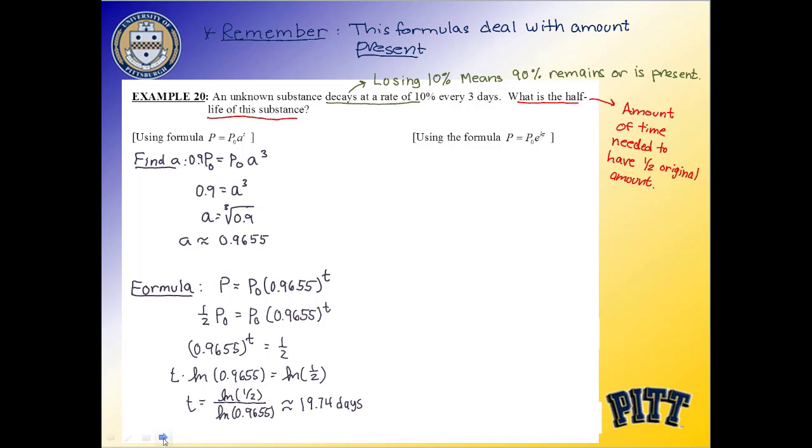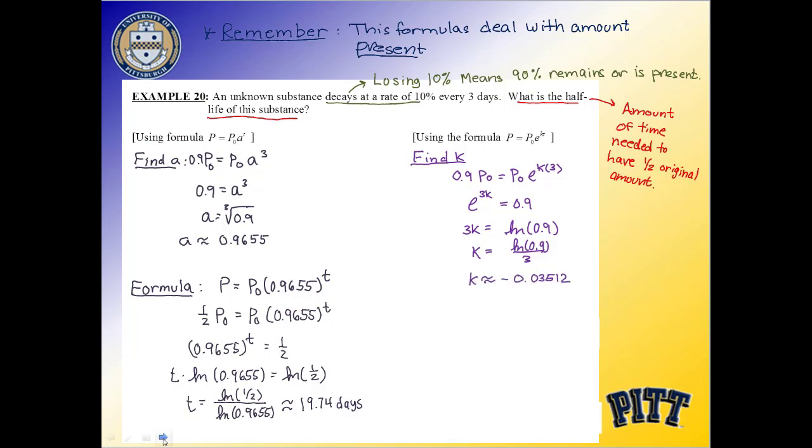When I'm using the other formula, again, I'm going to find k first. Still same setup. I'm using the fact that 10% is decaying every 3 days, so 90% will be left after 3 days. The P sub 0s would cancel, leaving me e to the 3k equals 0.9. I would take the natural log of both sides and then divide by 3. And that k is equal to about negative 0.03512.